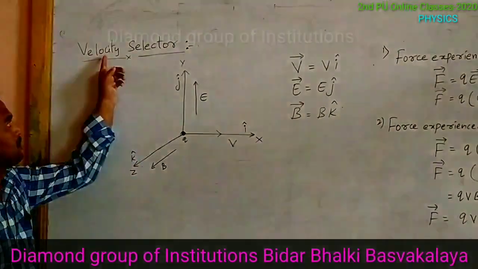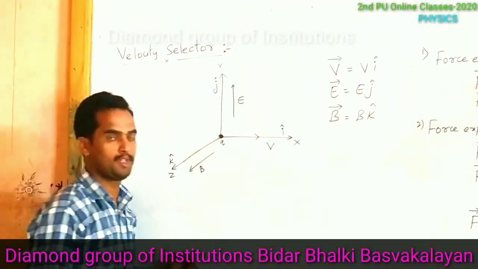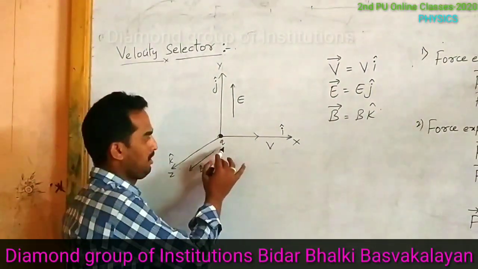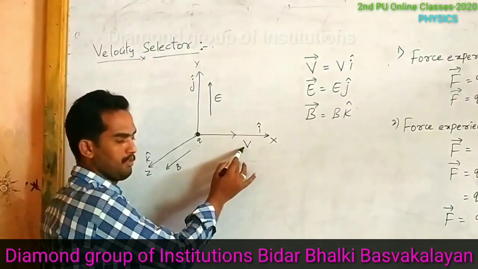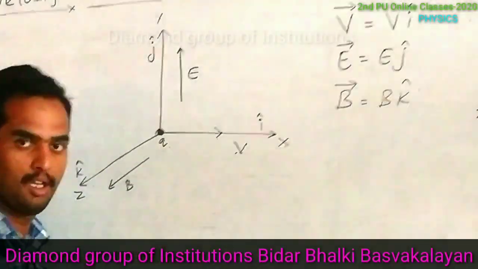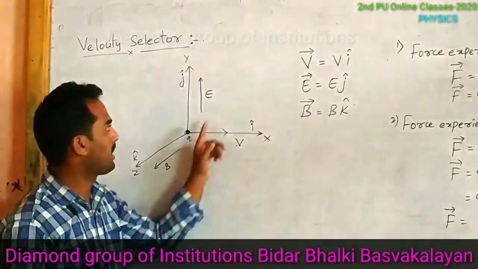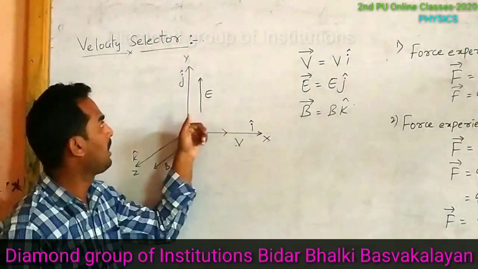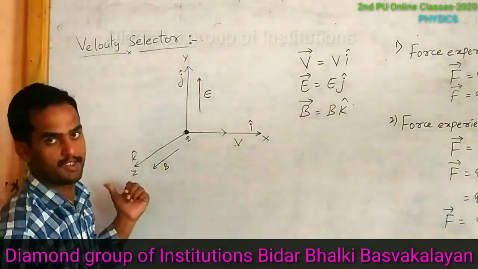Now we are going to derive the expression for the velocity selector. That means same situation here. There is a charged particle Q moving with velocity V along the x-axis. For that charged particle, we apply both electric field as well as magnetic field, whereas the electric field is applied along the y-axis, and the magnetic field is applied along the z-axis.